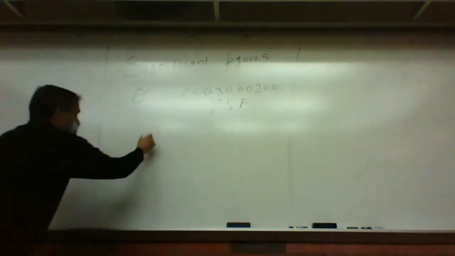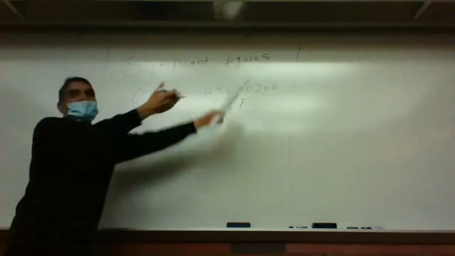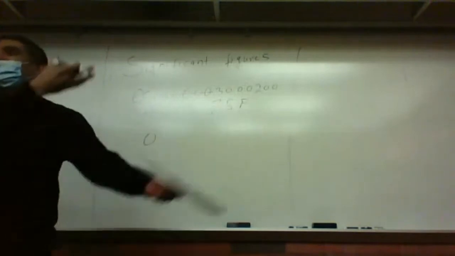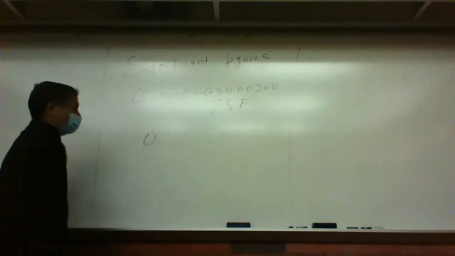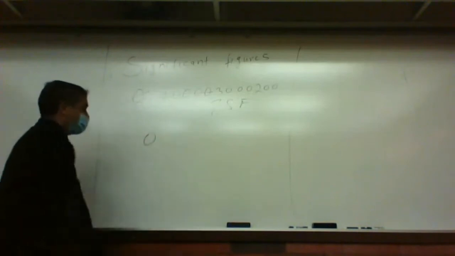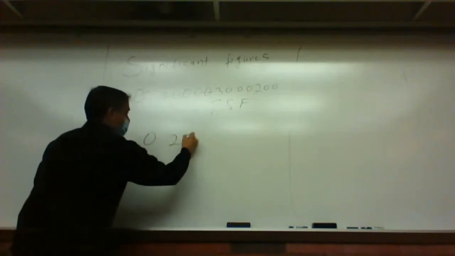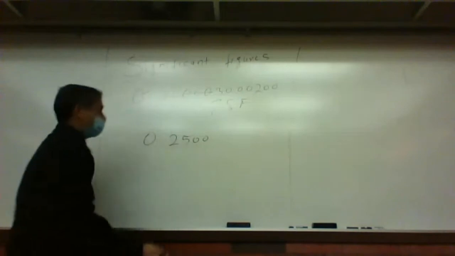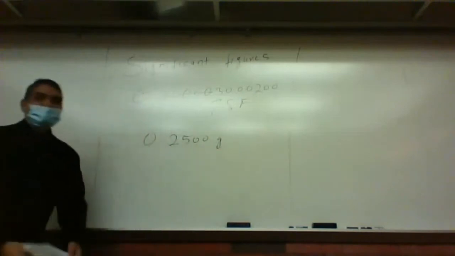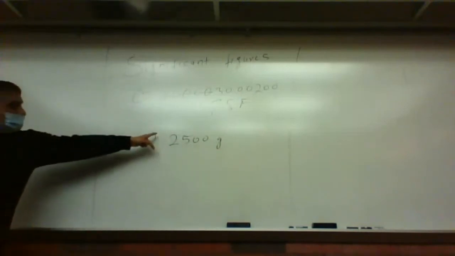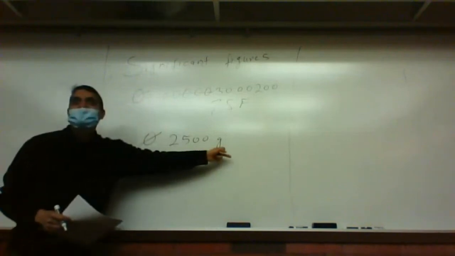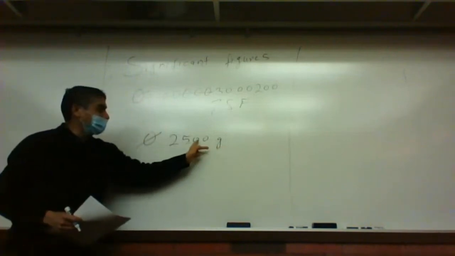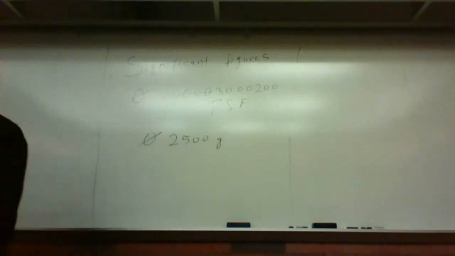Now let's write another one. We are not going to measure something that big or that small in the laboratory, right? So let's say I measure something and I got 2500 gram. How many significant figures here? This is a leading zero, so this is not significant, and everything else is significant. Yeah. So 1, 2, 3, 4 significant figures. This is 4 significant figures.